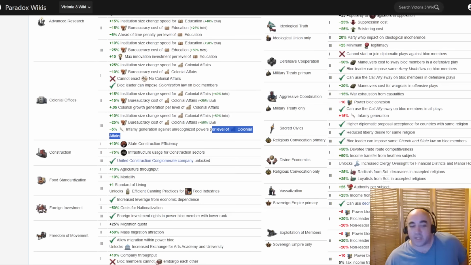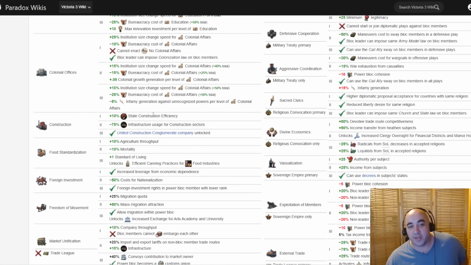And next up, we're going to talk about construction. So construction, you get 10% state construction efficiency, and this is probably the biggest thing. And I think that on just one mandate investment, this is actually just the straight up best thing you can do ever about anything at all times, ever. So I think the play pattern for almost everything is going to be going construction 1 as your first thing. 10% state construction efficiency is so good.